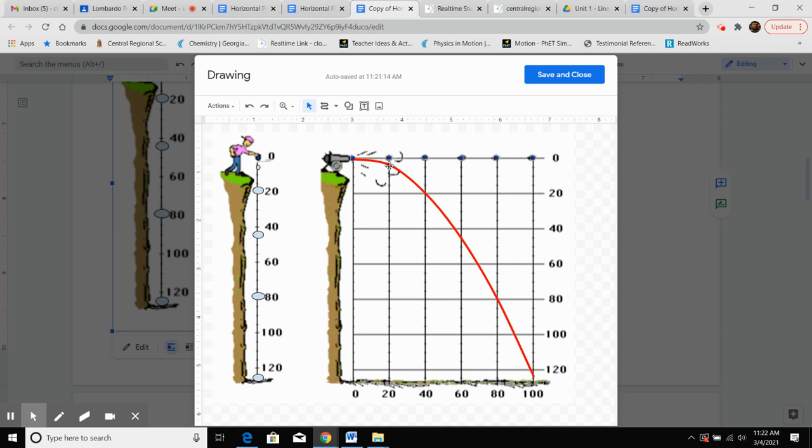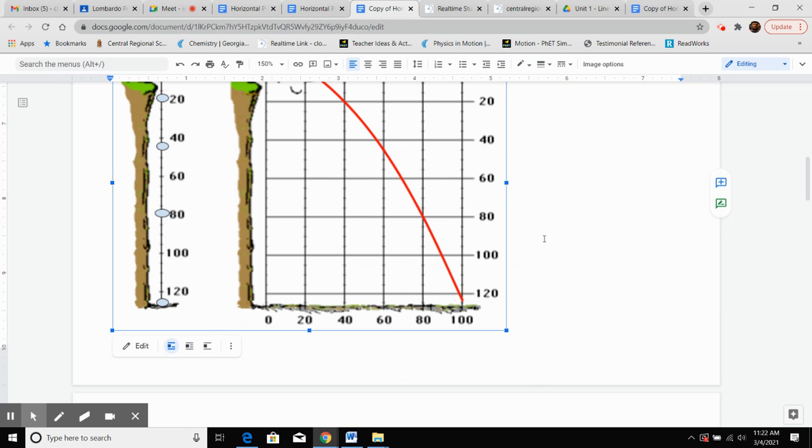All right, at 1 second, it's still 5. At 2 seconds, it's still 20. At 3, it's 45. At 4, it's 80. And at 5, it's 125. That's still the same. So then I'm going to save and close.